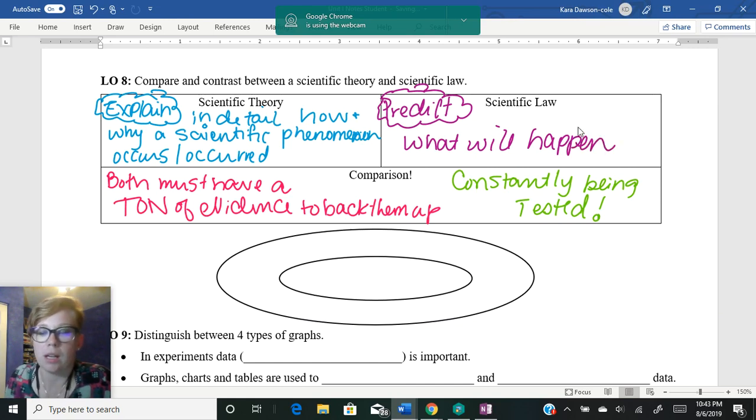So I like to say, if you've got the kinetic molecular theory, which is a theory about gases, we get a ton of laws from this theory. This theory explains the properties of gases. It explains why gases have pressure. It explains a whole bunch of different things. But you also have the ideal gas law. An example of a scientific law would be the ideal gas law.